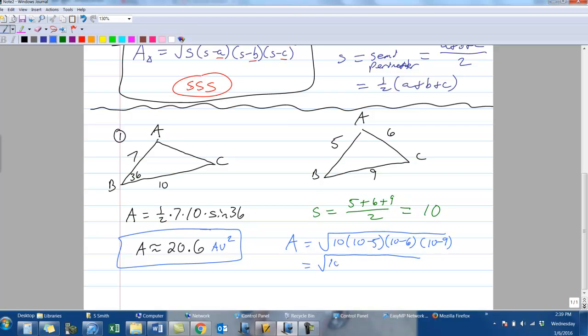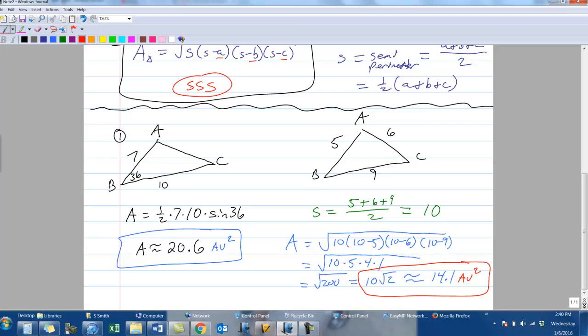Area equals the square root of 10 times 10 minus 5, 10 minus 6, 10 minus 9. Take the semi-perimeter minus each one of the sides. Turns out to be the square root of 10 times 5 times 4 times 1, which is the square root of 200. Now, if I wanted an exact answer, simplify the square root of 200, and you should get 10 root 2. But if I wanted approximate, put that in your calculator, and you should get about 14.1. What kind of units? Whatever the arbitrary units squared are. So I would accept either of those. Make sure you put units on that.